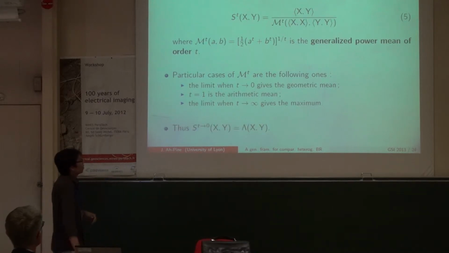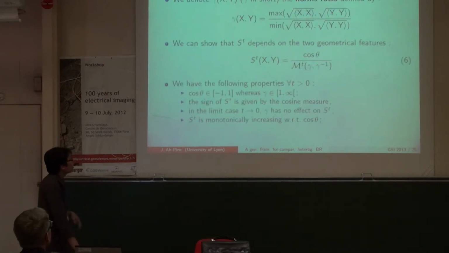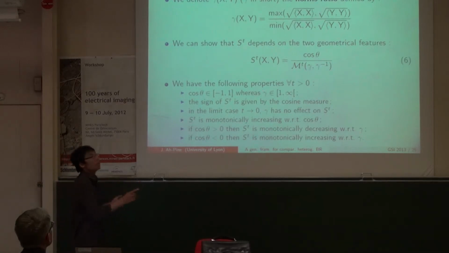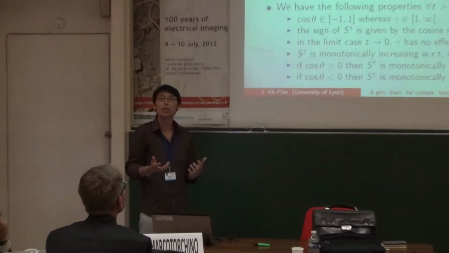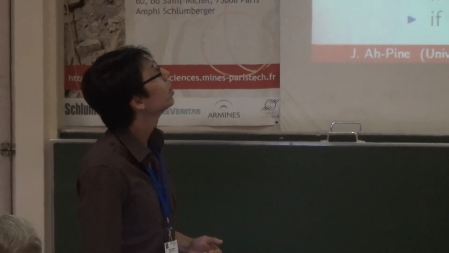So in that case, we have lambda. Since I don't have a lot of time, I will go directly to the main point. Using this formulation, I now introduce two geometrical features: the angular measure that we saw earlier, and a new one, gamma. Here, it's the norms ratio. So gamma is given here.